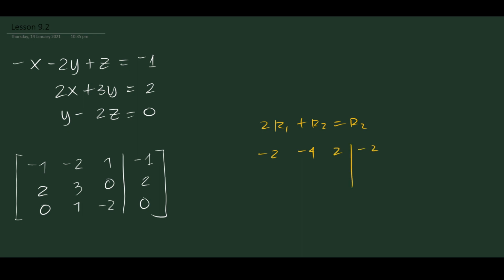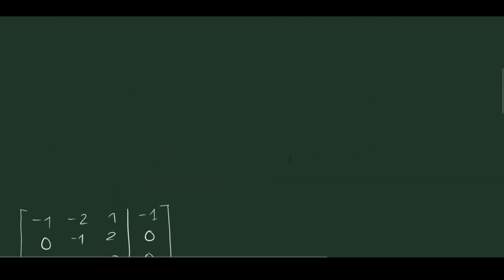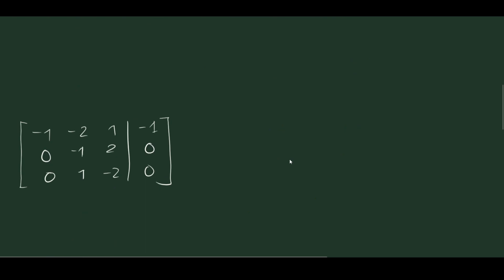Okay, so what about R2? Let's write it down: 2, 3, 0, and 2. Okay, so if we add that, we get 0, negative 1, and then 2, and then 0. Okay, so if we substitute it to this one, we will get this, right? Okay, so let us examine this. As you can see, our second row already has 0 here, and this is negative 1.